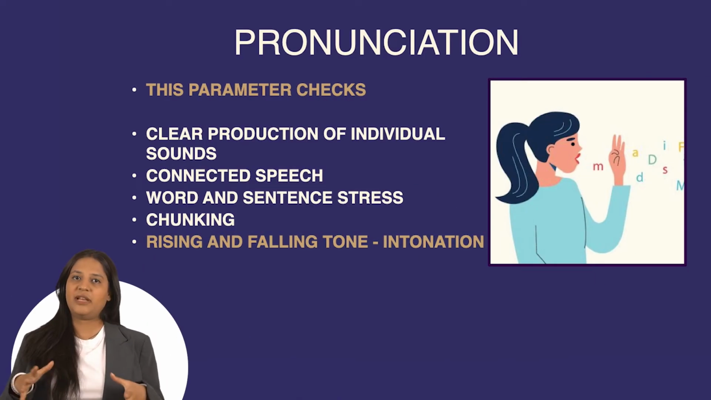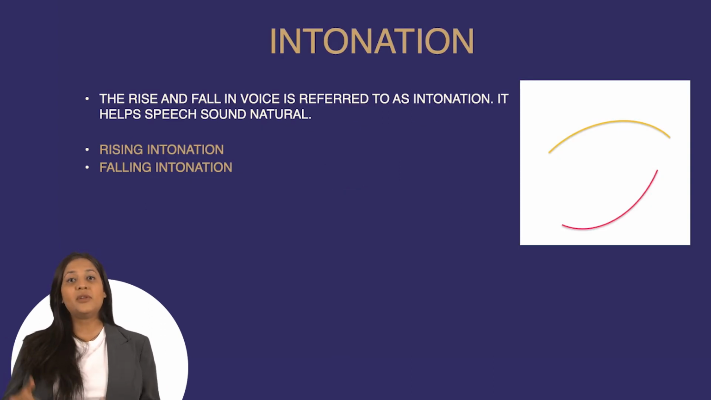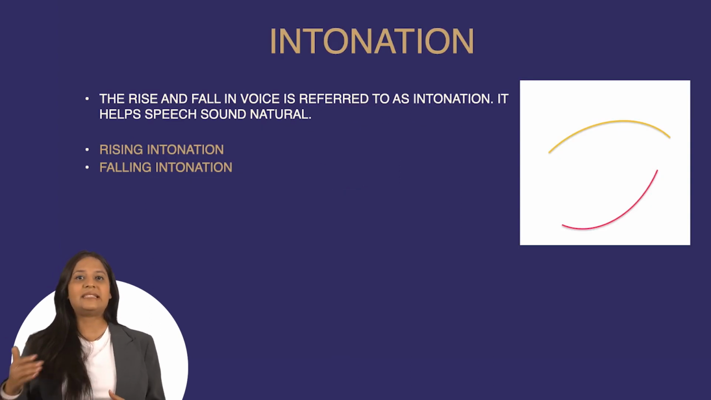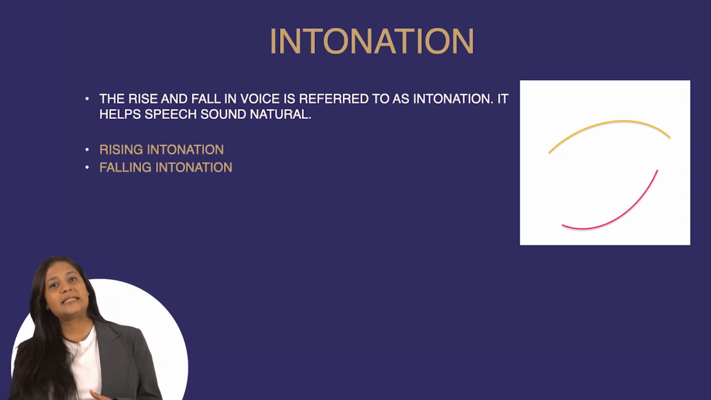Finally comes intonation. The rise and fall in tone is called intonation. If there is no rise and fall, we would sound like Alexa or Google Assistant. In other words, if the intonation is flat, the speech sounds robotic. And nobody would like to sound like that. Sometimes the intonation rises and other times it falls. It all depends on what you are saying.